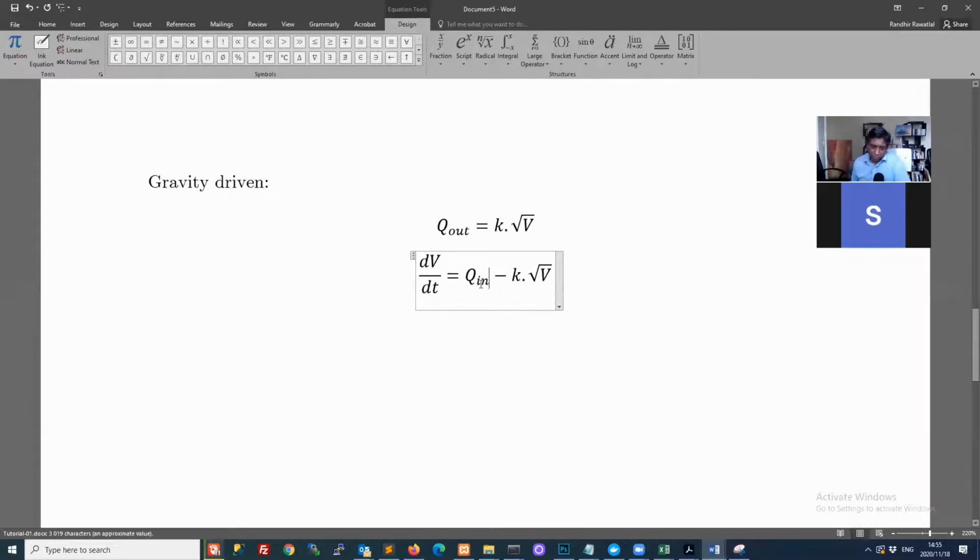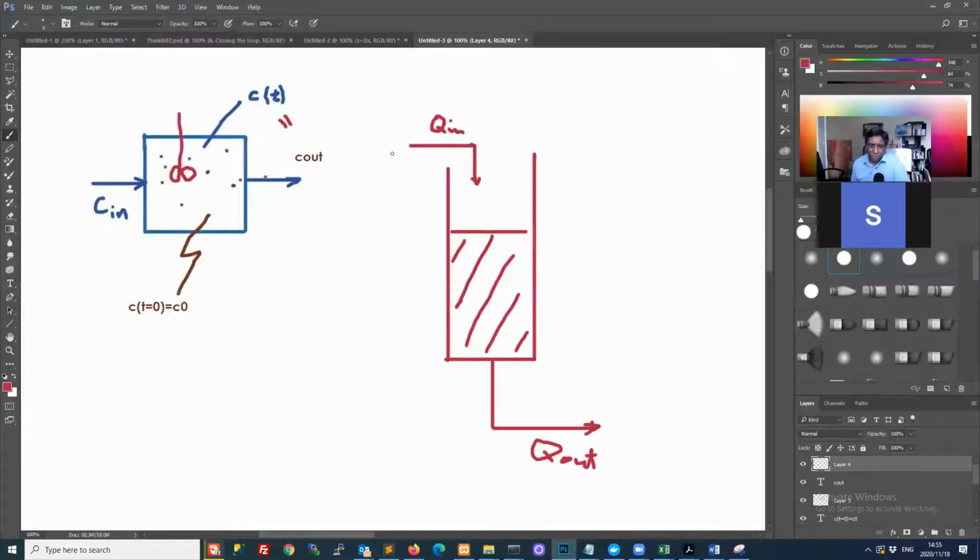Now, this Q in is some fixed constant, or we could vary it, but we're not really going to in this problem. We are going to say there's some fixed flow rate that we are feeding at here, and then the volume will change depending on how fast we are feeding here and how fast it's exiting here.